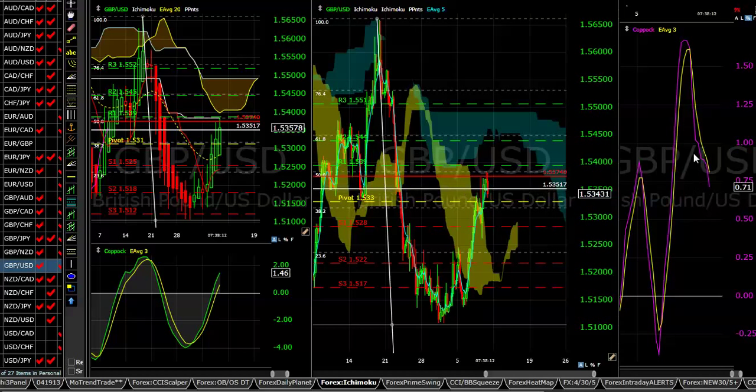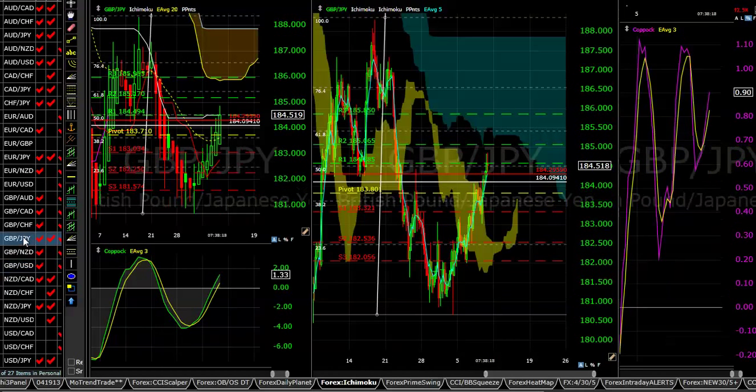As you may have noticed, the 4-hour Coppock curve is bearish here on the British pound versus the US, and on the British pound versus the Japanese yen it is bullish, and we have that bullish context occurring within the context of that daily bullish Coppock curve. But again, I am expecting some overhead resistance, so we'll see if that pans out or not.